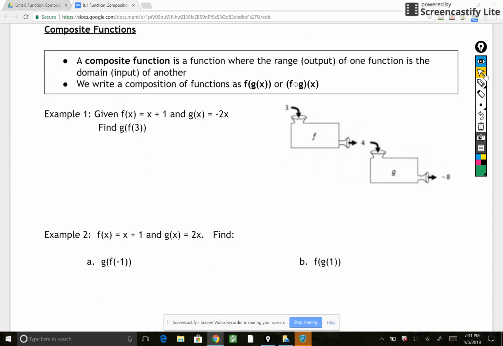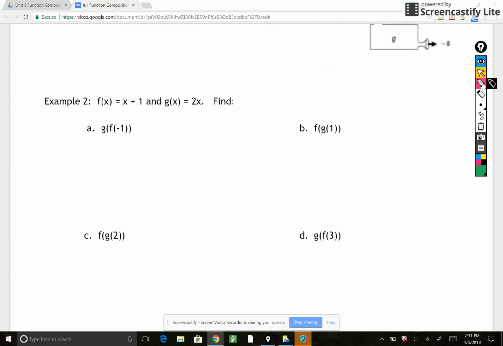So let's look at example number 2. They give you f of x and g of x, and you have to find all these different things. So for A, start on the inside. The first thing you want to find is f of negative 1. The f function is x plus 1, so I'm going to plug negative 1 in. Negative 1 plus 1 is 0.